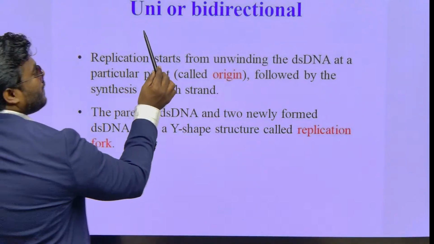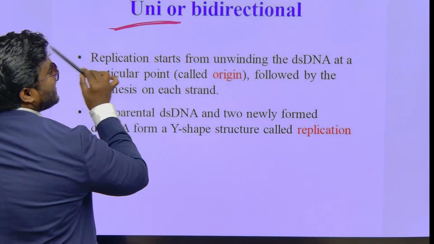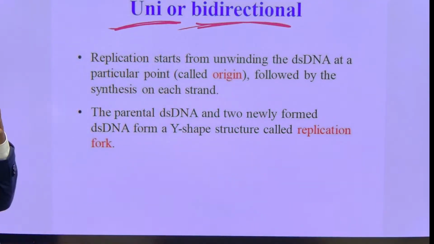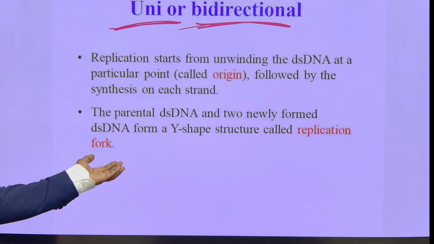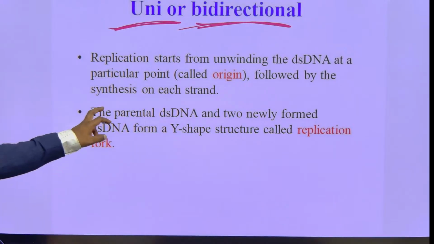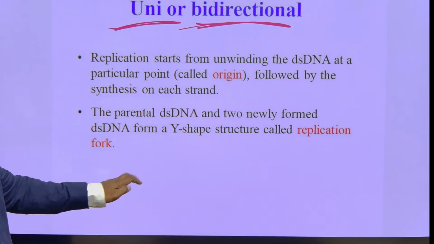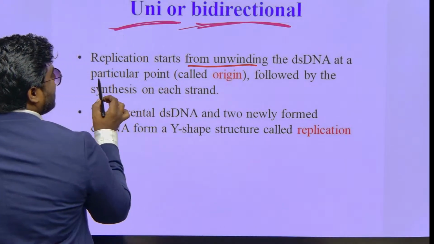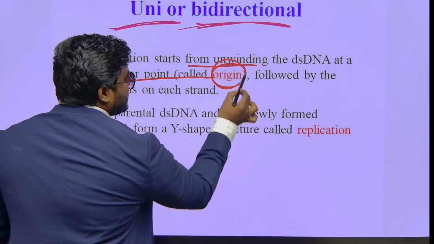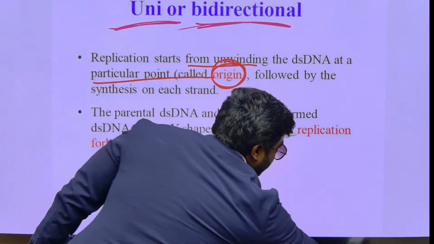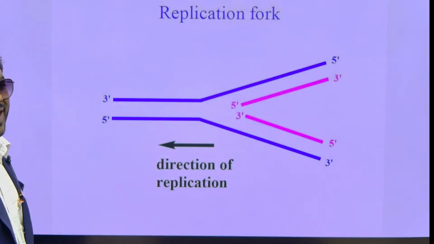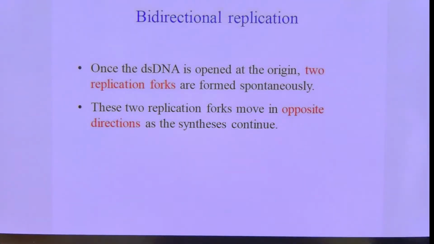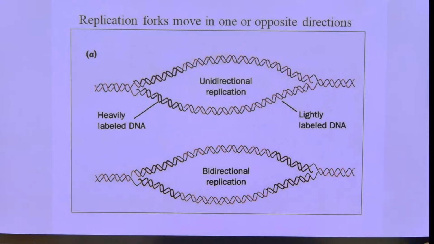Good. So the process of DNA replication is either unidirectional or bidirectional. This is also very, very important, and in the next class I will show you the questions where we definitely get diagrammatic based questions. Replication starts from unwinding the double-stranded DNA at a particular point called the origin. Now please look into this point. In case of prokaryotes and eukaryotes, mostly we follow bidirectional replication fork.